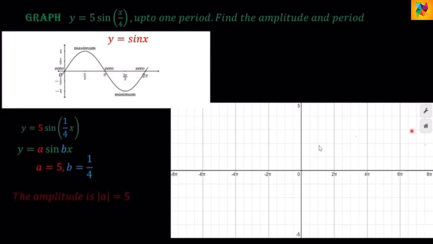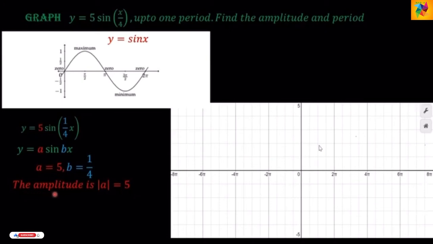Now that's important because now we need to find the amplitude. The amplitude for this function is the absolute value of a. So the absolute value of a is 5. Remember that a is equal to 5. The absolute value of 5 is just 5.